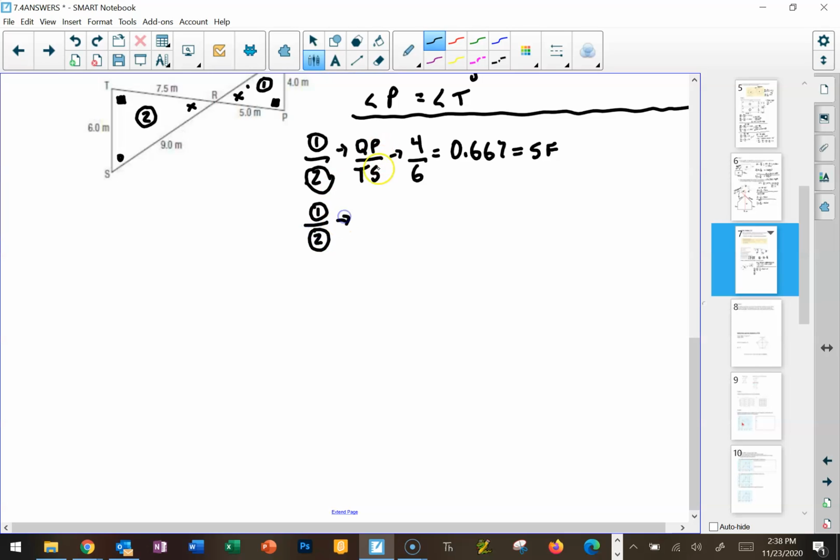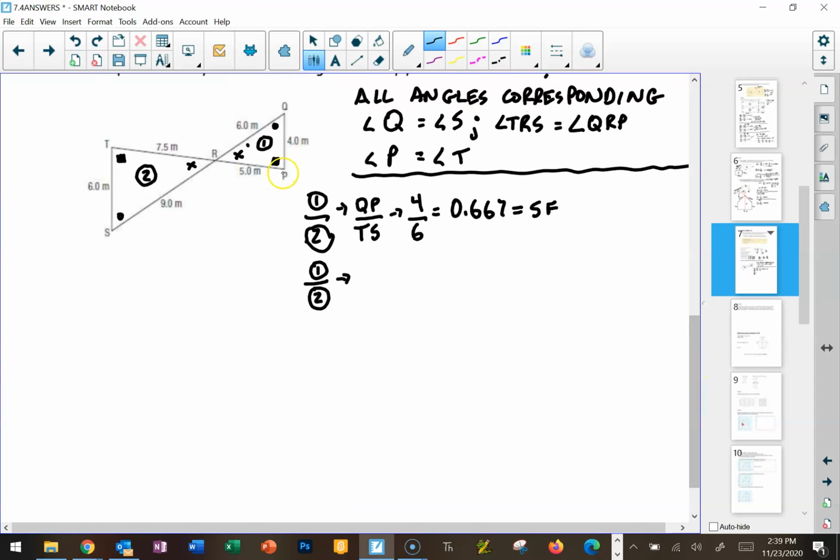All right, so we did QP and TS. What are we going to check next? Doesn't really matter. Let's check PR. Remember, it's got to be something from number 1. It's got to be on the top, otherwise we can get some false data. So something from number 2 needs to be in the bottom, or the denominator, and it's got to be the corresponding side. So PR is between the square and the x, and that's why I label the angles this way. So between the square and the x, well, between the square and the x is TR.